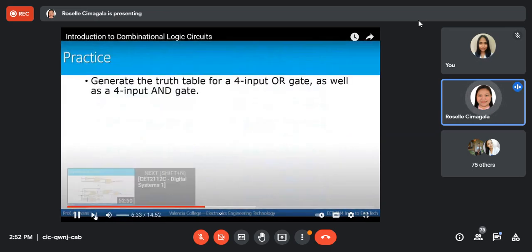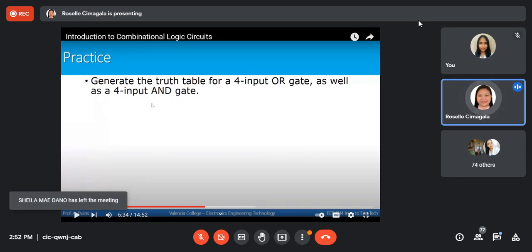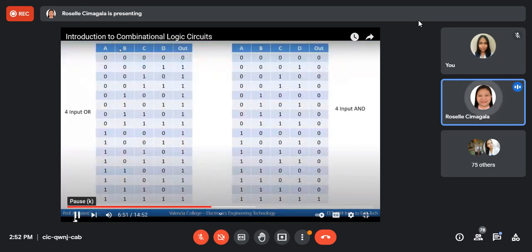Keep in mind the pattern of this problem: you generate the truth table of a 4-input OR as well as a 4-input AND. So sayon ra no, upat na ka variable, so you plot all the inputs and then the output you base it on what gate ang iyahang circuit. Kung OR gate, kung naay usa ka input nga high, all the rest of the output will be high. If AND gate, if naay usa ka input will be low, all the outputs will be low. Mo high ra to nga output if all the inputs are 1.